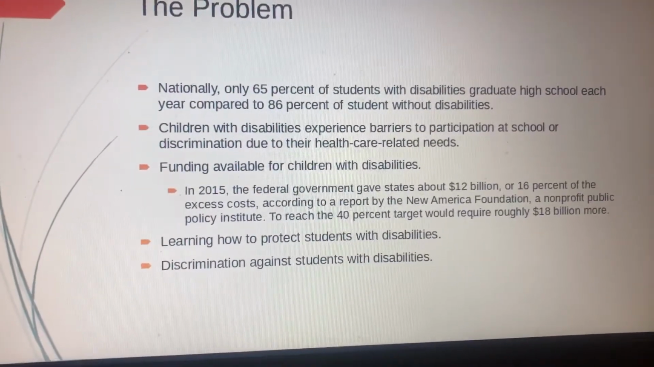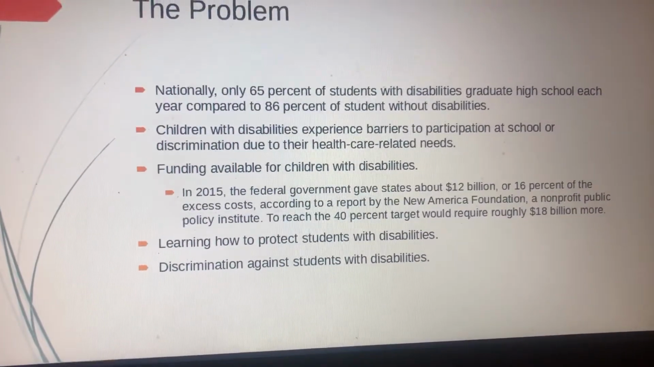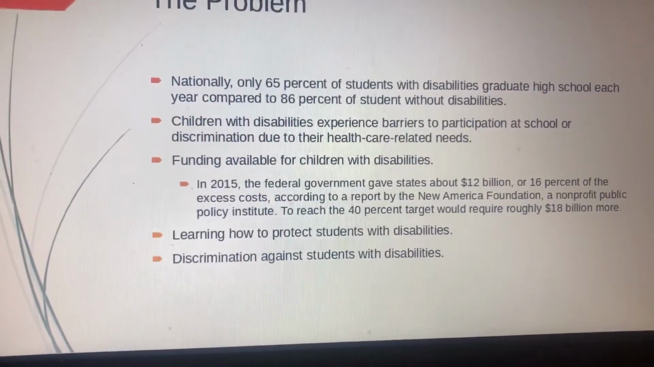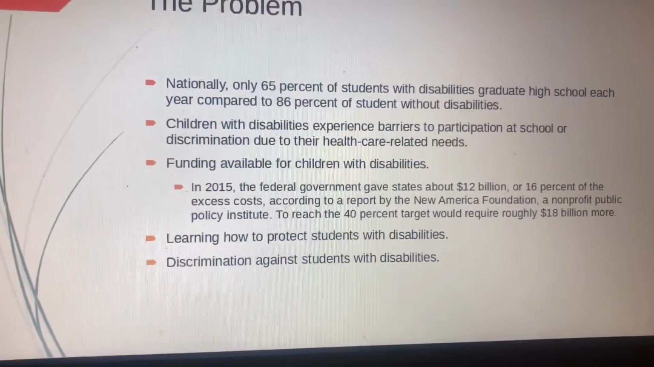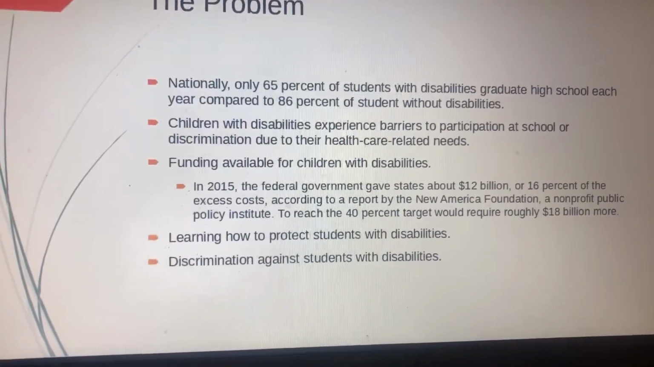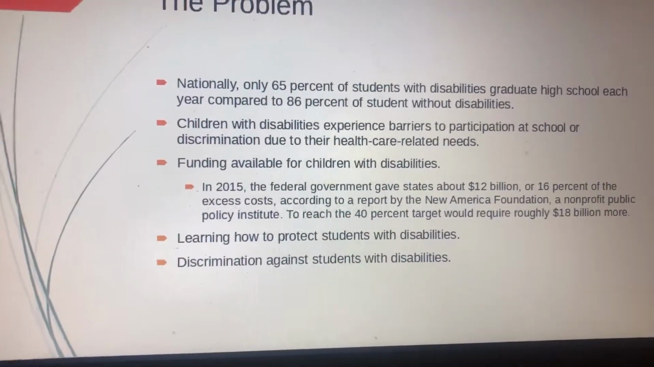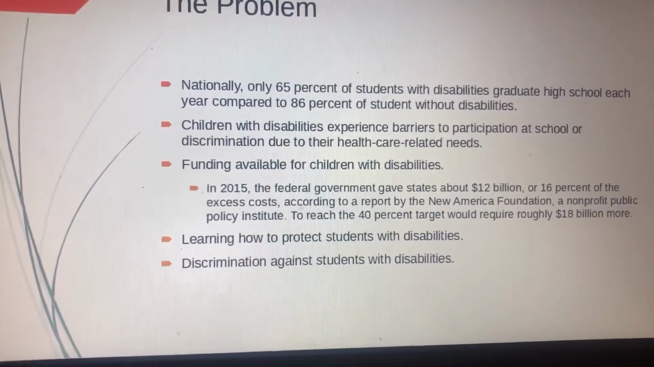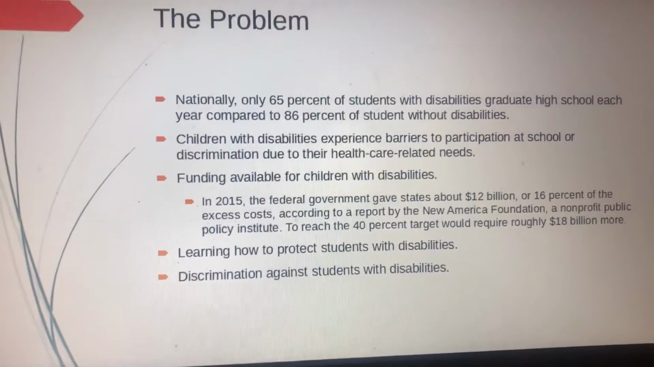Funding available for children with disabilities is also a problem, so there isn't as much funding available as they need. In 2015, the federal government gave states about $12 billion when they needed about $18 billion more. Learning how to protect students with disabilities is also a problem, and the discrimination against students with disabilities.